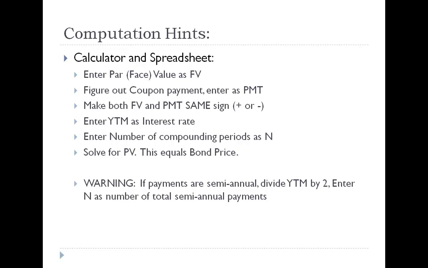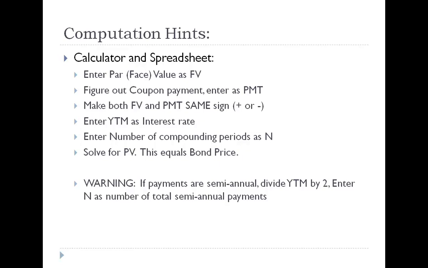Make sure that both the future value and the payment, which represent the two cash flow streams that you're going to receive, have the same mathematical sign or symbol on them. So make sure that they're both positive or both negative so that they're together. Then you're just going to enter the yield as the interest rate, and you're going to enter the number of time periods and just solve for present value, and that will give you the bond price. It's very simple. You're just solving for two cash flow streams together and looking at present value.